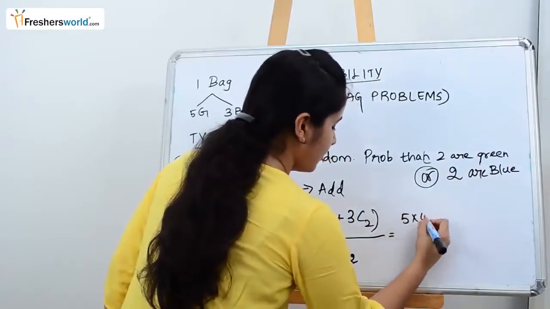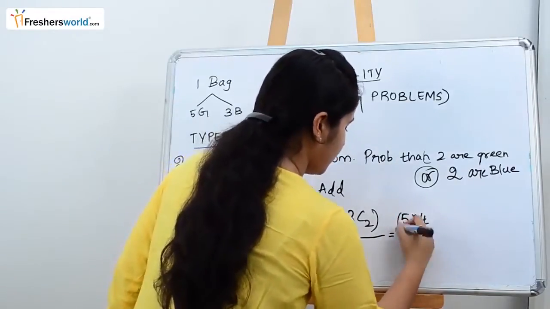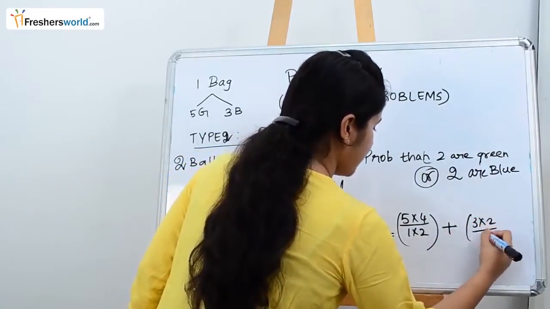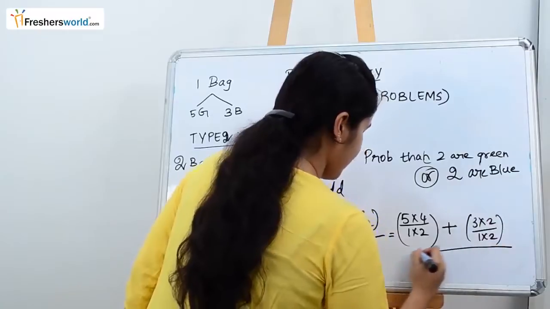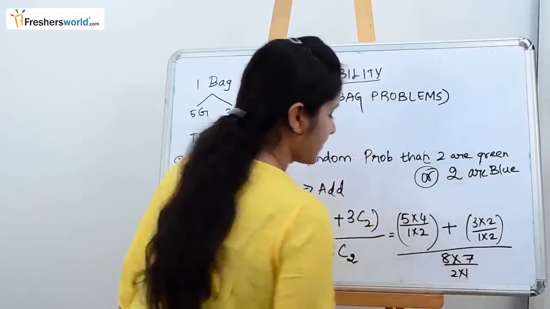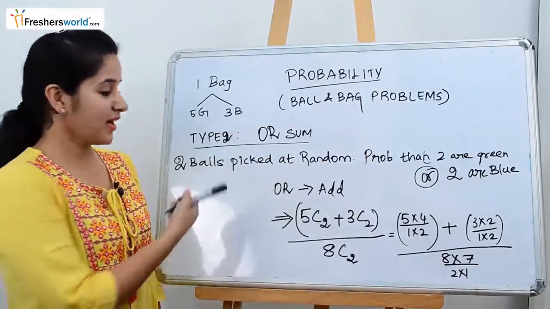5 into 4 divided by 1 into 2, plus 3 into 2 divided by 1 into 2, divided by 8 into 7 by 2 into 1. Once you simplify it, you get the answer for this question.